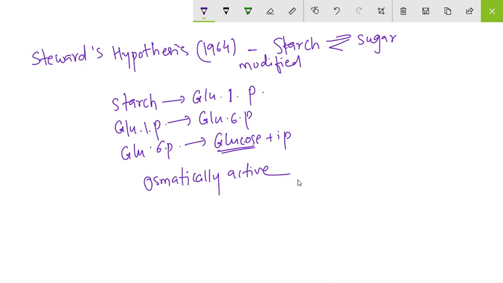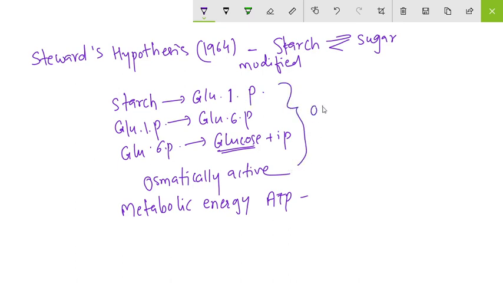And when they absorb the water, then they get turgid. Okay, we will explain it after some time. Then, according to him, metabolic energy in the form of ATP is also required. This ATP is also required for the opening of the stomata.